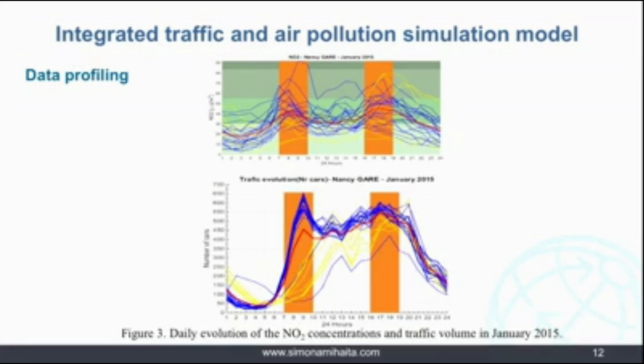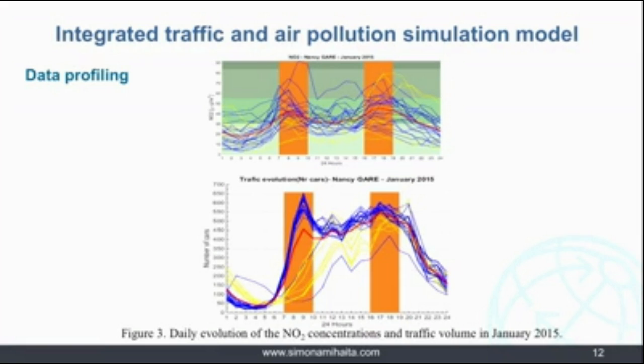When we looked at the data that we received, I would like to say that we got one full continuous month of data. At that time, we would have liked to have at least 6 months of data, but that was not possible. But at least we got one full month of continuous data. It was January 2015. So this is the 24-hour profile of the nitrogen dioxide evolution throughout this month. And this is the number of cars evolution during this month.